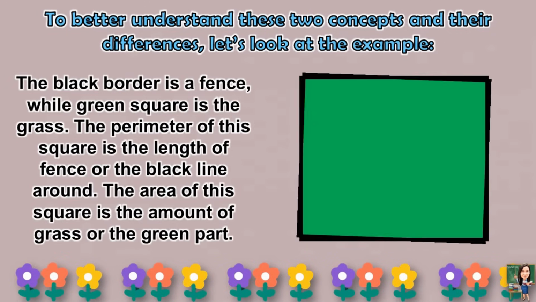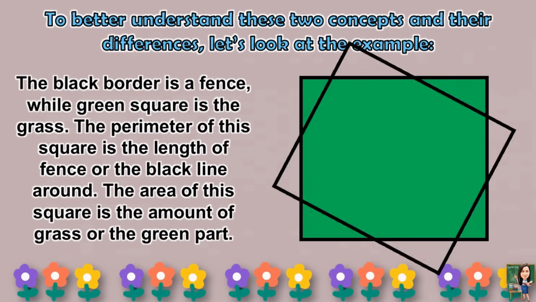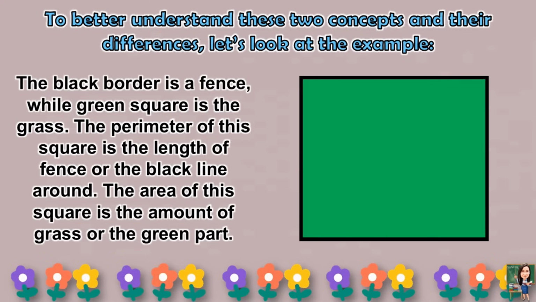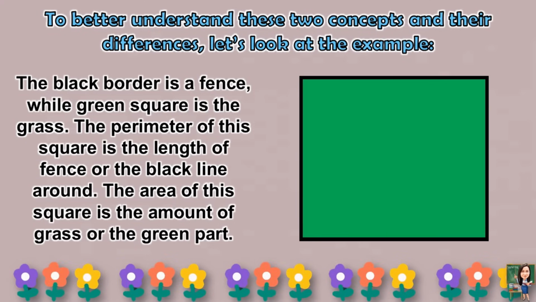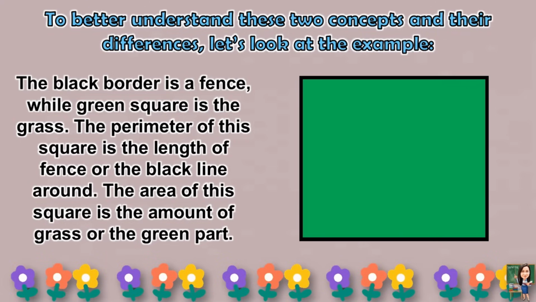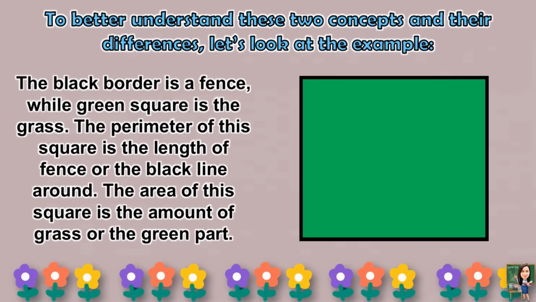The black border is a fence, while the green square is the grass. The perimeter of this square is the length of the fence or the black line around. The area of this square is the amount of grass or the green part. As you can see, the black line is the perimeter, and the green part is the area.